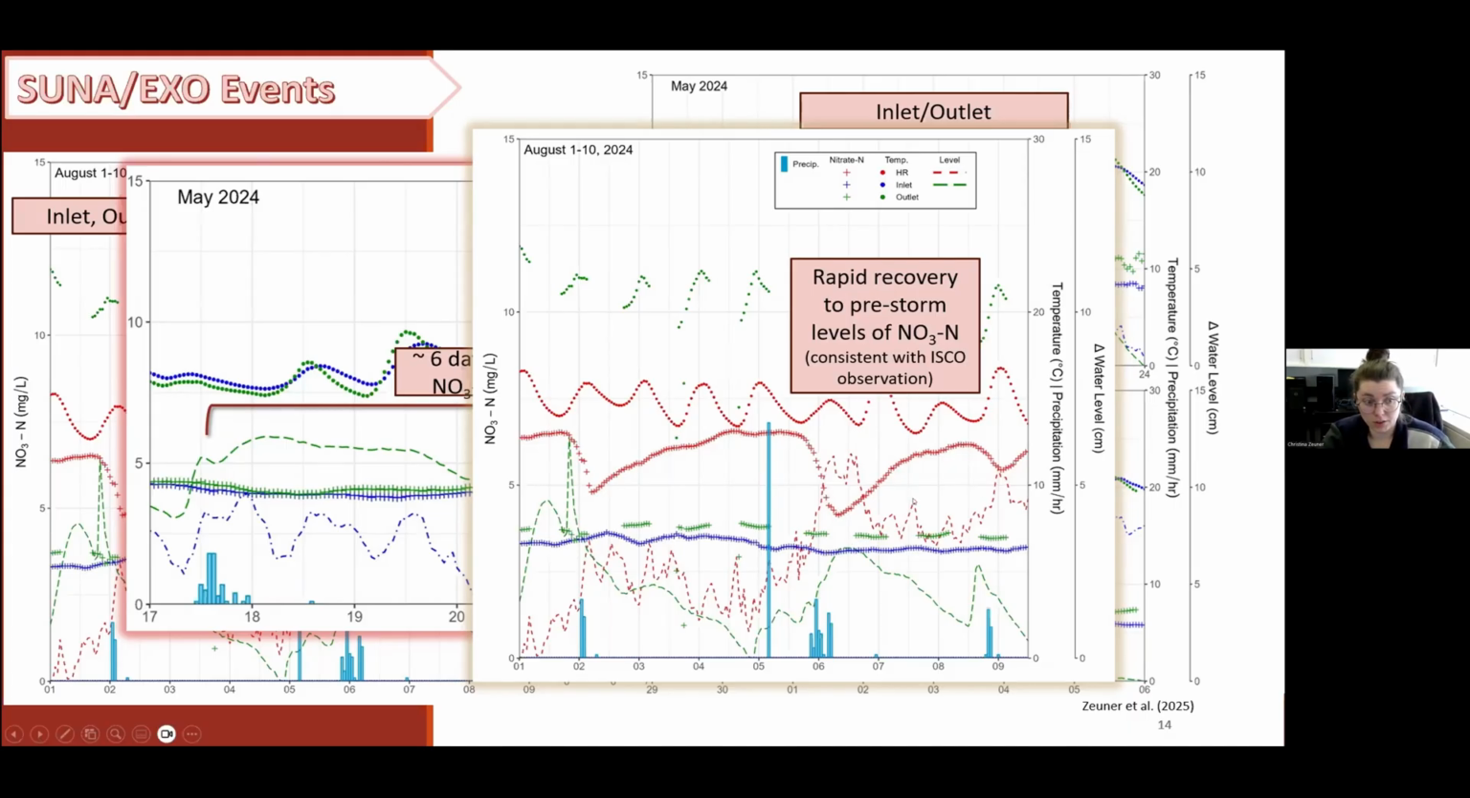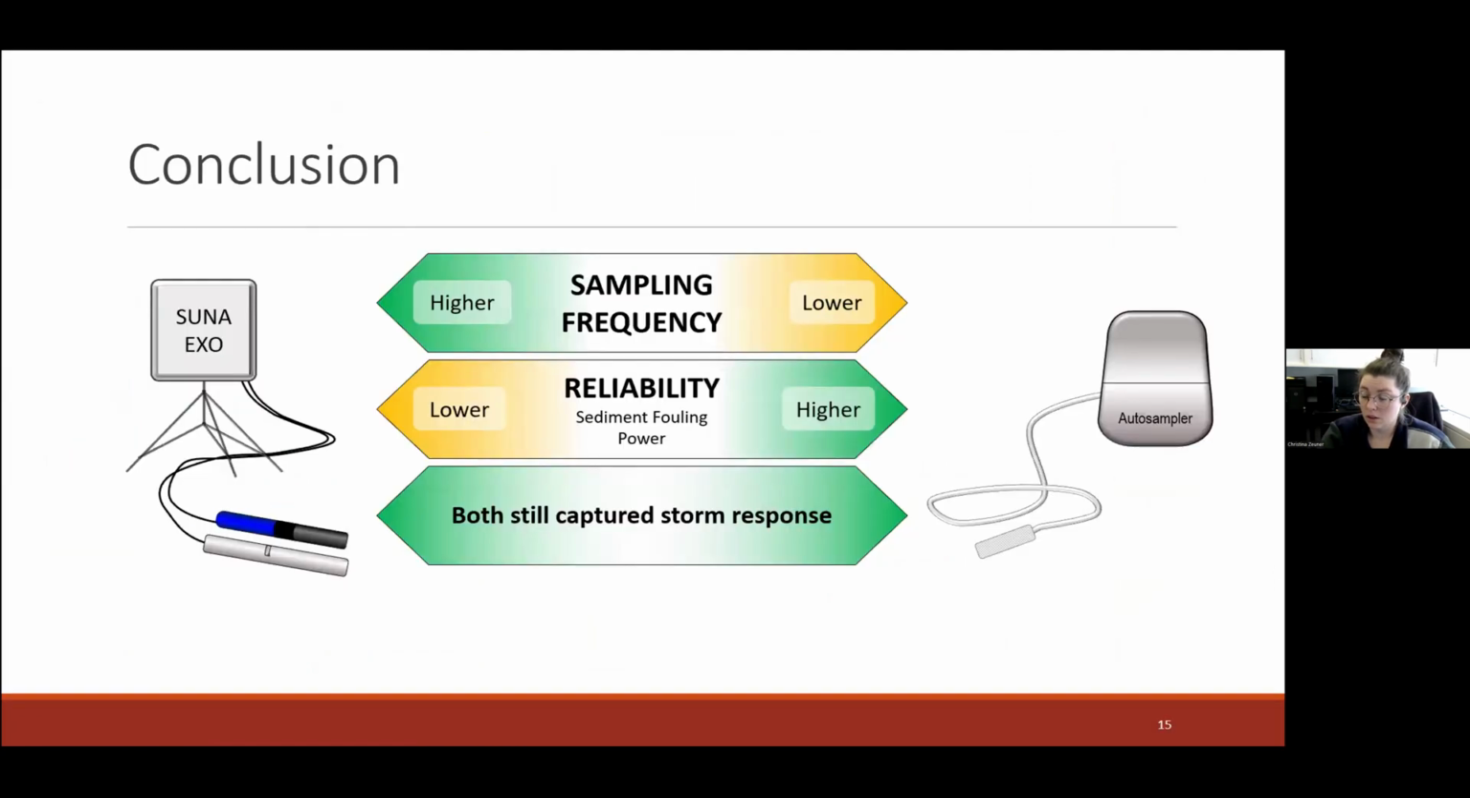Which is kind of interesting because in the ISCO, at least, we sort of missed collecting some of the data, but we can still see it here, that different type of response than in the main creek. So, I mean, really the main conclusion is that with both methods that we used, we were able to gather some ideas about what was happening during storm events.